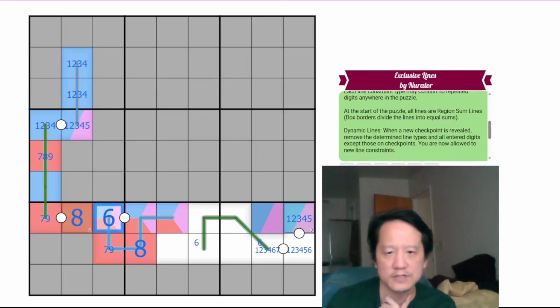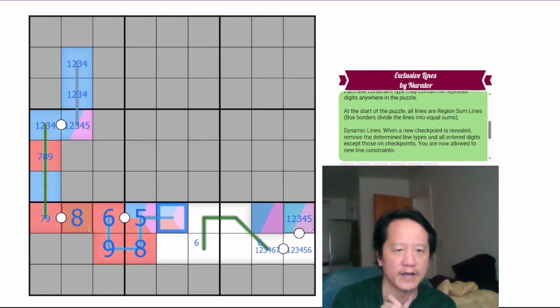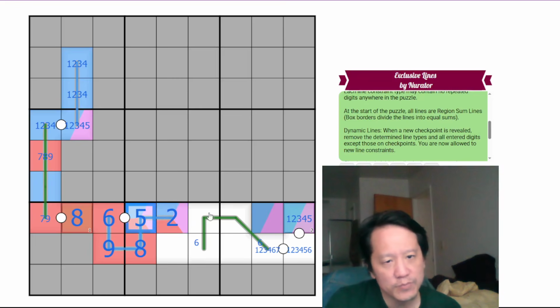So that's 6. This is not medium or 5. This must be consecutive with 6, which is a 5. So we have 5 and 8. This cannot be 6 and 7. This must be 6 and 9, which makes this a 2. So we have 5 and 2 here, no high.